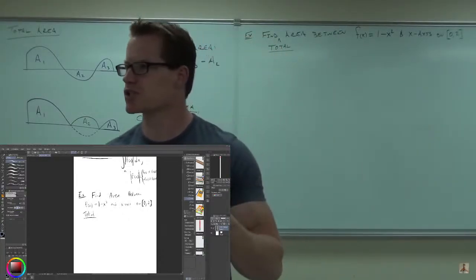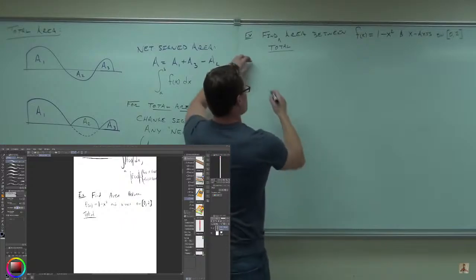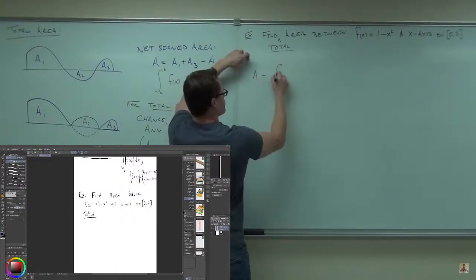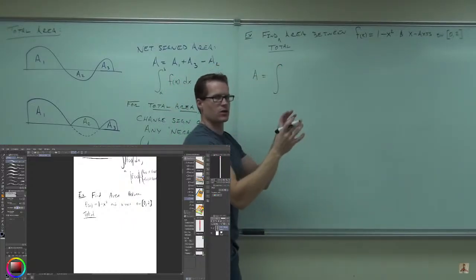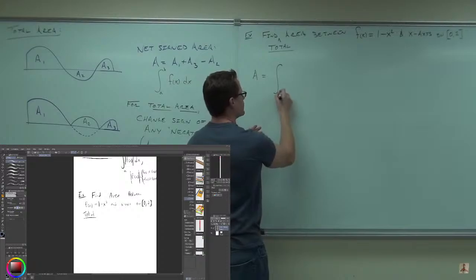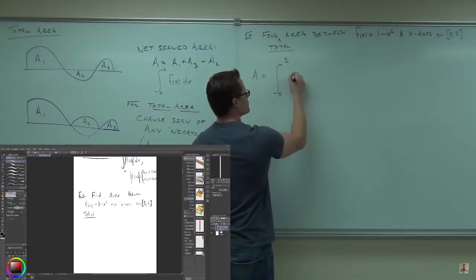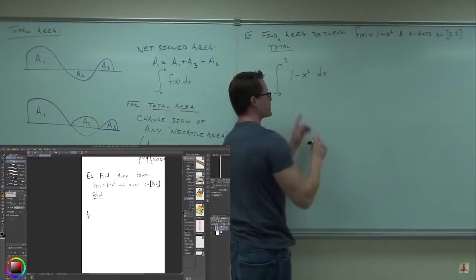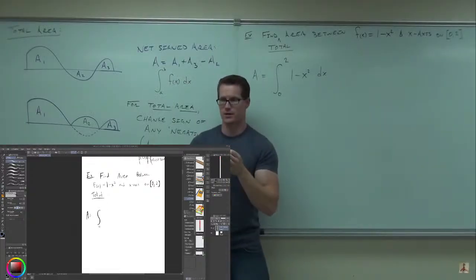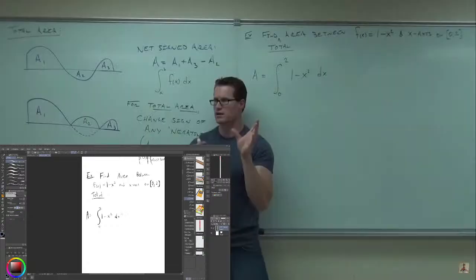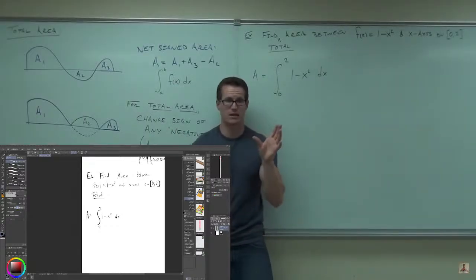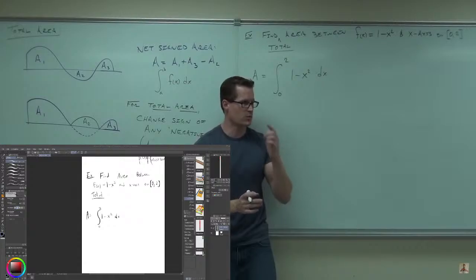Net signed area, you would just take the integral. Look at, here would be net signed area. Where would your integral start, ladies and gentlemen? Where would it end? Your function is? 1 minus x squared. Yes. This right here is net signed area. Do you understand? It would take the area above the x-axis, subtract the area below the x-axis because it would be negative, and that would be your net gain, your net change in area. Okay, that's what that would be.